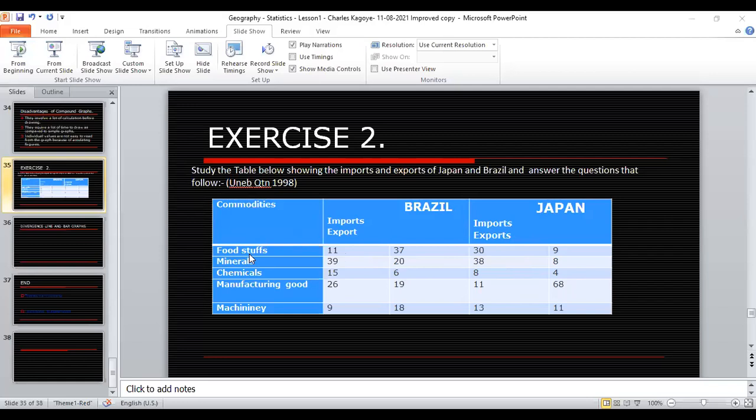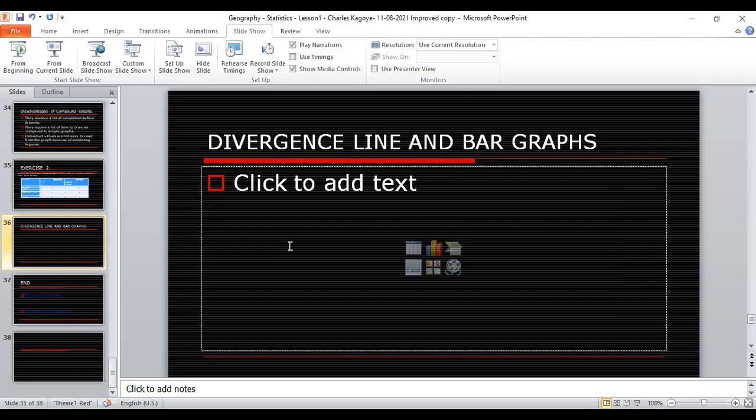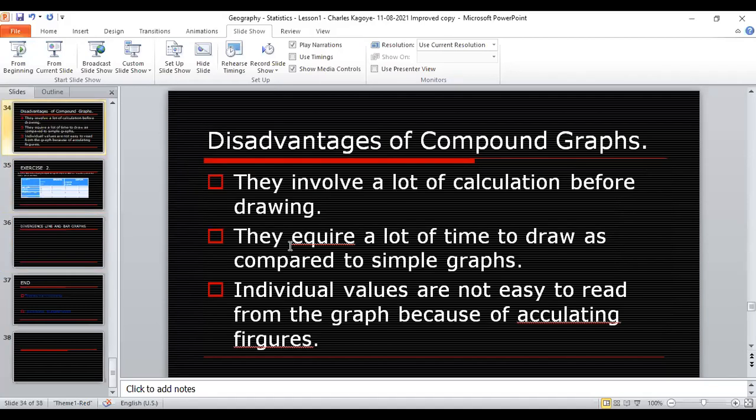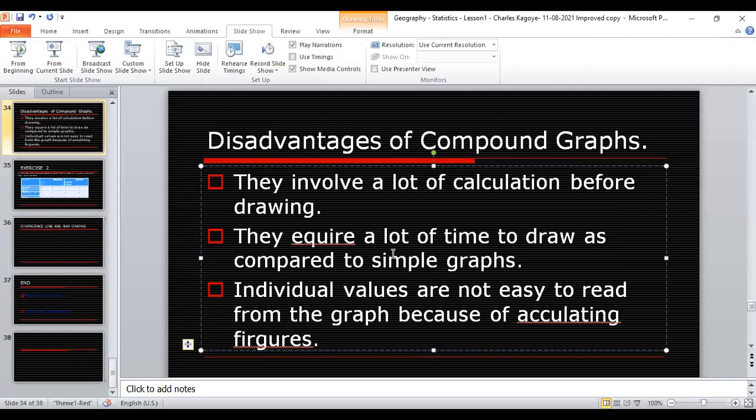Basically, I think that is it for that one. So I just wanted to take this, please: these advantages and the disadvantages, you can read them. If you have a screenshot, you can take a screenshot of the disadvantages. They involve a lot of calculation before drawing, like in one of the examples, you must have drawn a cumulative table. They require a lot of time to draw as compared to simple graphs, which you have seen.